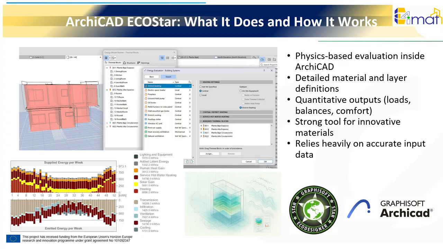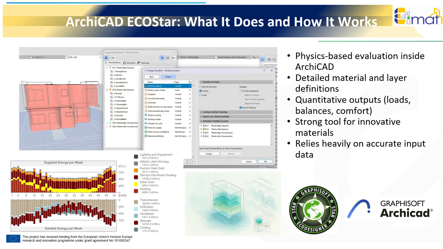ArchiCAD's ECOStar provides a more physically detailed approach to energy evaluation. It reads geometry and material definitions from the BIM model, but allows deeper customization of construction layers, thermal mass, optical properties, and HVAC parameters. ECOStar produces quantitative results such as monthly heating and cooling loads, energy balances, internal gains, and comfort evaluations.